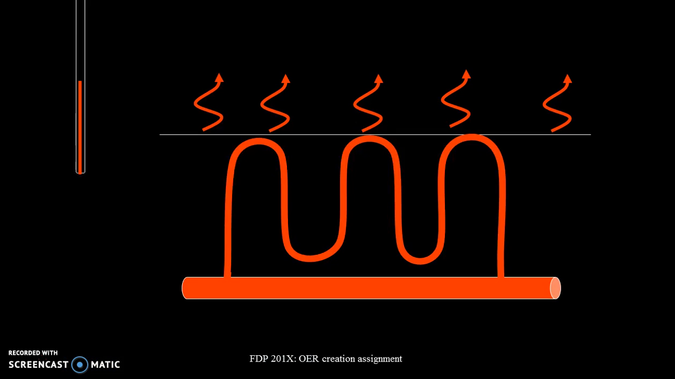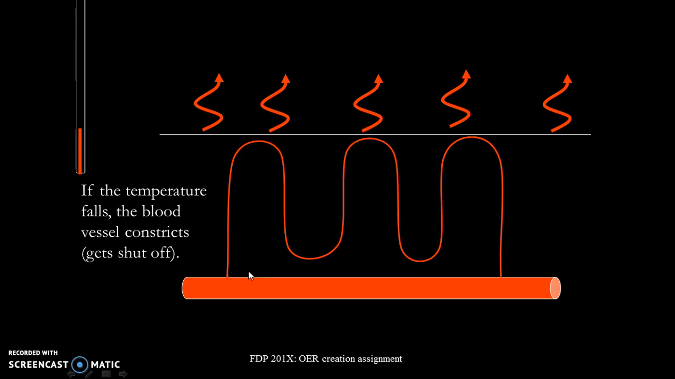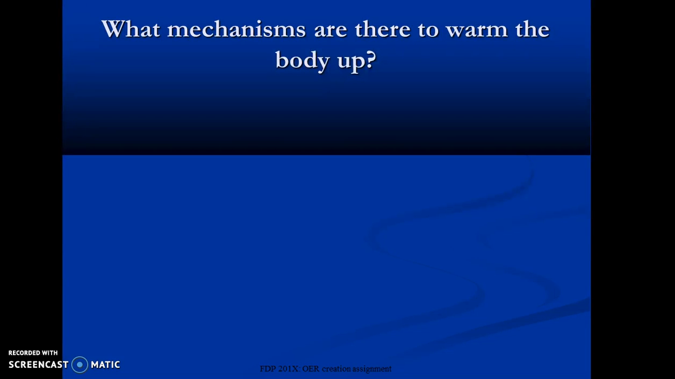Again, have a look at this animation. Initially the temperature is higher. Because of the winter season, the temperature reduces, and then the blood vessel which was carrying the blood reduces in diameter, and that's why blood flow reduces, the heat loss is reduced, and the temperature is maintained.